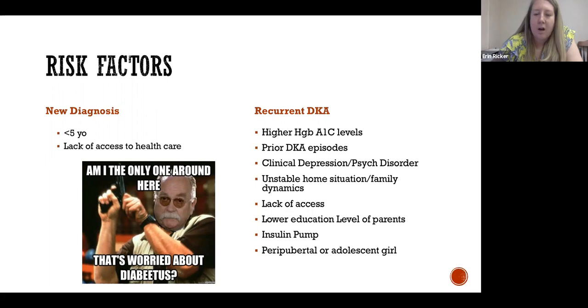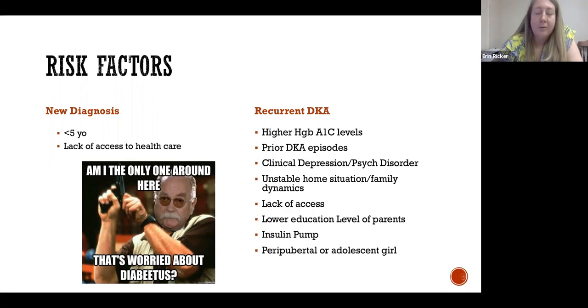So the most common cause of DKA is lack of insulin, and this tends to go with not administering your insulin. So those with higher hemoglobin A1C levels, prior DKA episodes tend to come back, clinical depression or psychiatric disorder, having an unstable home situation or family dynamics. Again, your lack of access to healthcare, lower education level, especially of the parents, will also play a role.